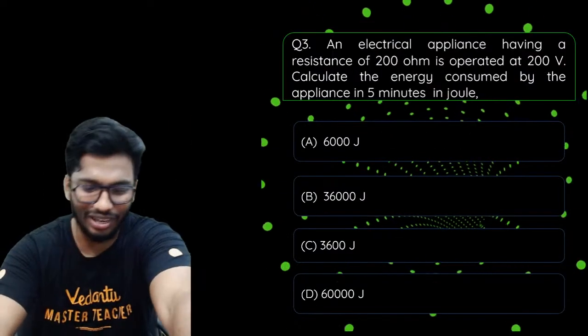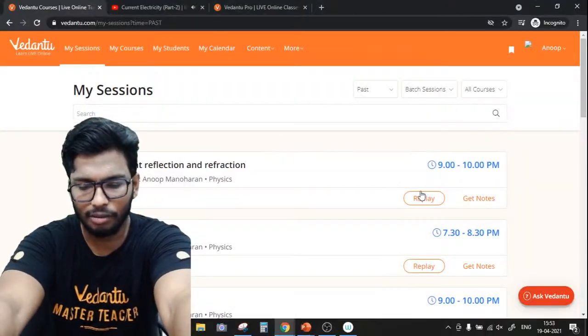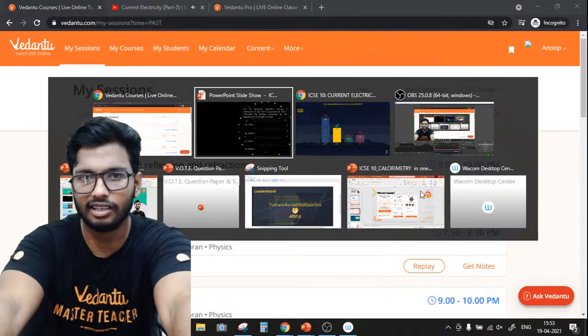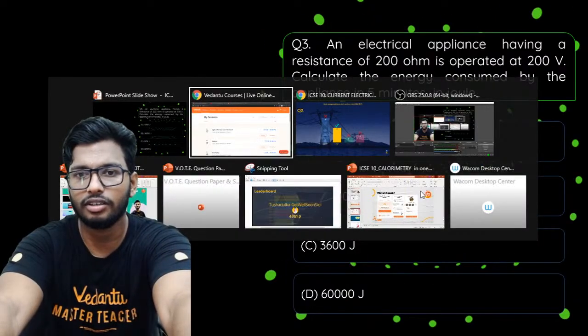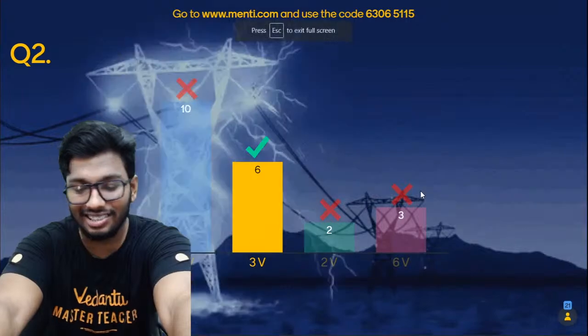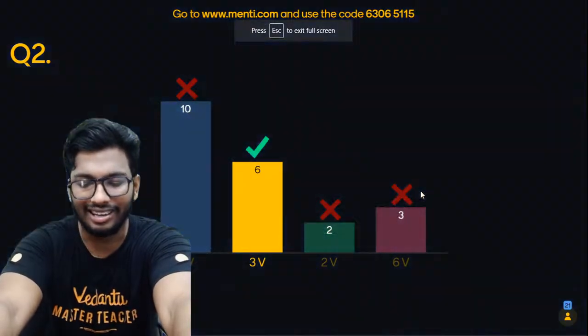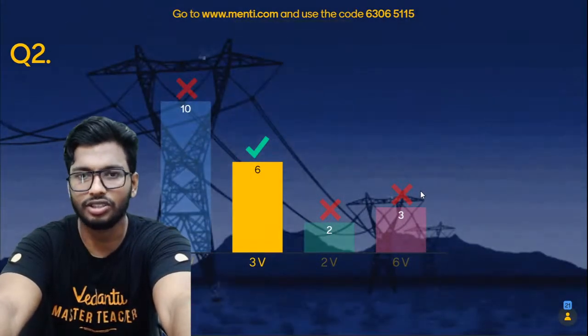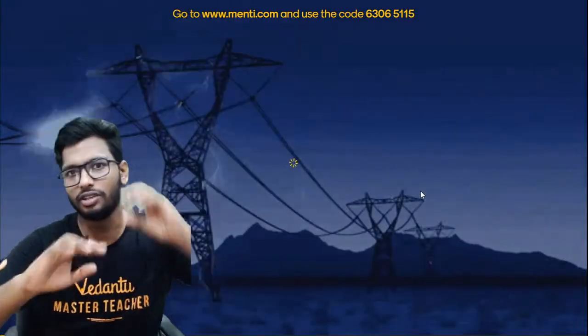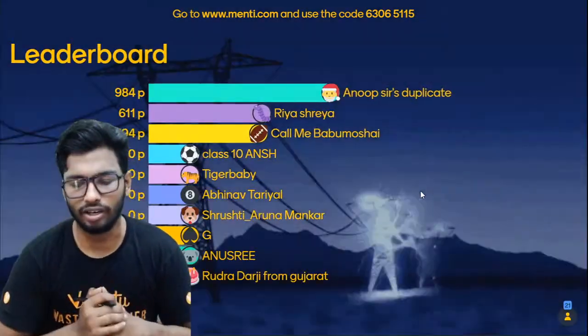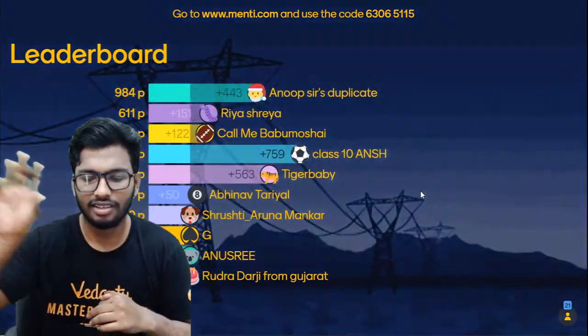All right, guys, so let's do another question quickly. The commercial unit of power is kilowatt hour. Now, the commercial unit of energy is kilowatt hour, not power. Energy is kilowatt hour, all right? Power is watts, or kilowatts, but energy is kilowatt hour. When you say kilowatt hour, that is energy.